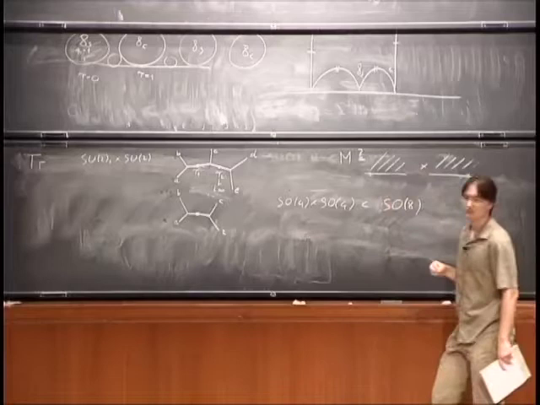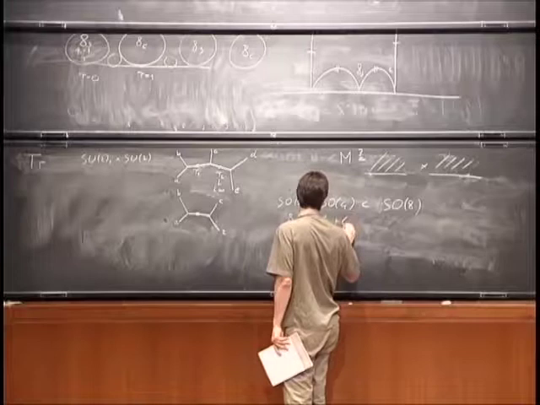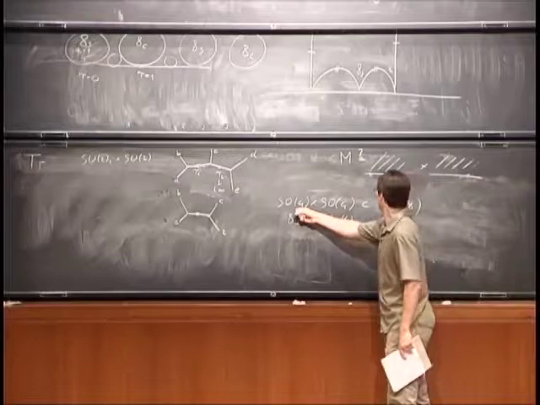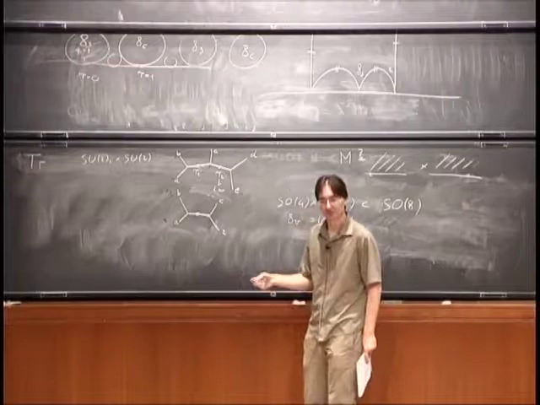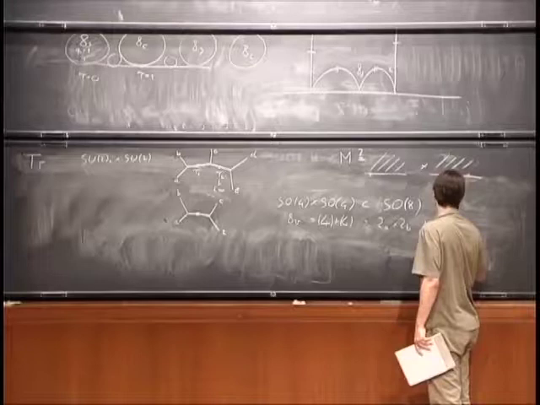Now, this field transformed into an 8V. But 8V is just a 4 plus 4 of each of the SO4s. And what is the vector of SO4? The vector of SO4 is the product of the fundamental representations of the two SU2s inside SO4. So this 4 is nothing else but 2A times 2B. And the other 4 is just 2C times 2D. Okay?